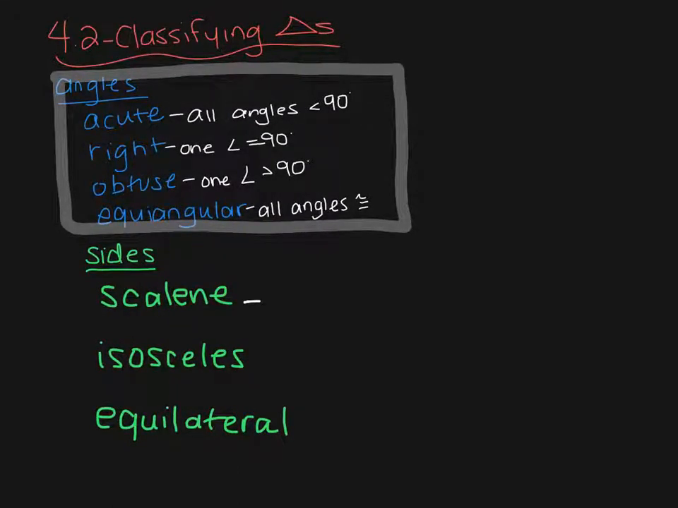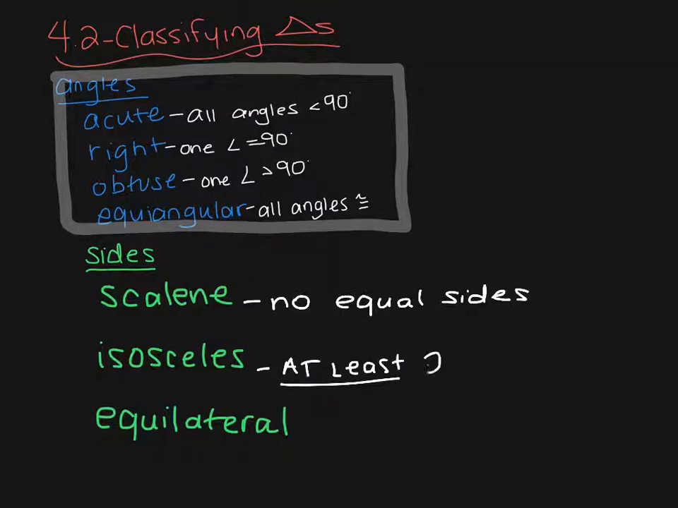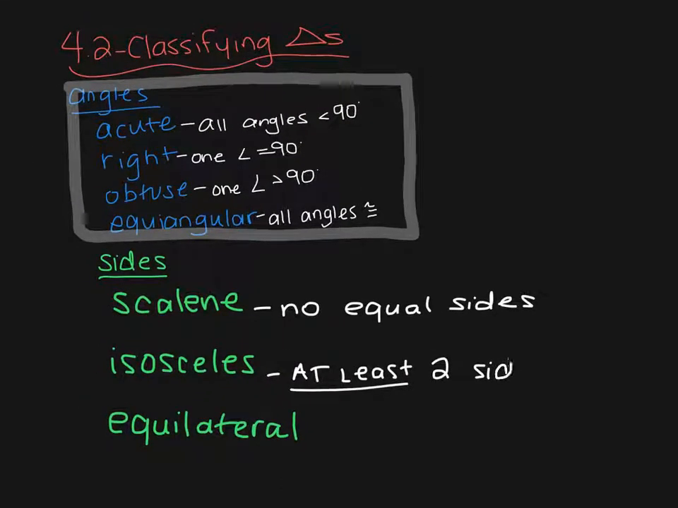What's it mean to be scalene? No equal sides. So all the sides are different. Isosceles. 2 equal sides. At least 2, right? Which means it could be 2 or it could be 3. Wait, how would it be 3? Because if it's equilateral, it's also isosceles.